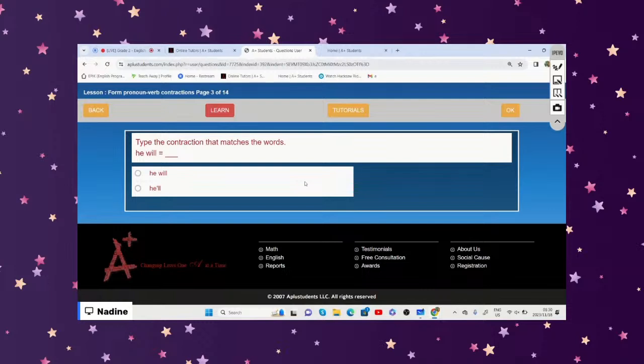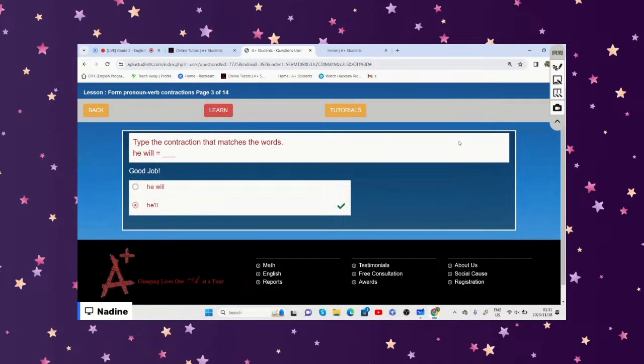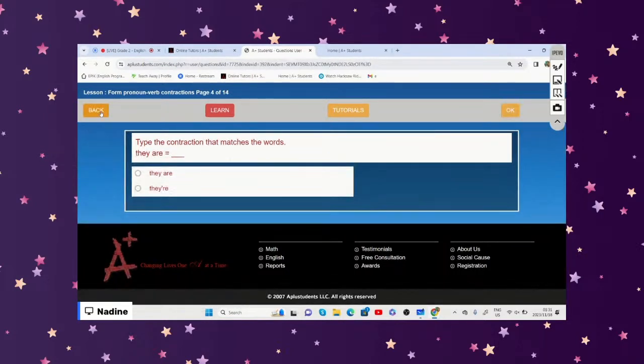All right. So if we choose the correct contraction, then we will say it's he'll, where the pronoun he stays the same and we shortened the word will. And we added our apostrophe in the middle. So he'll, and he'll is correct. Great job, guys.